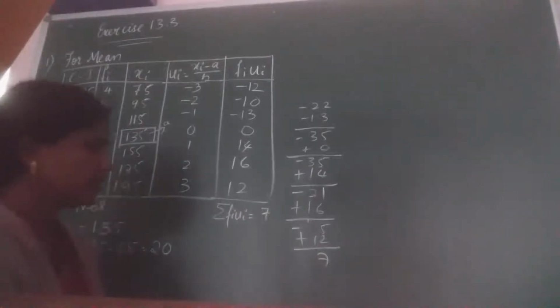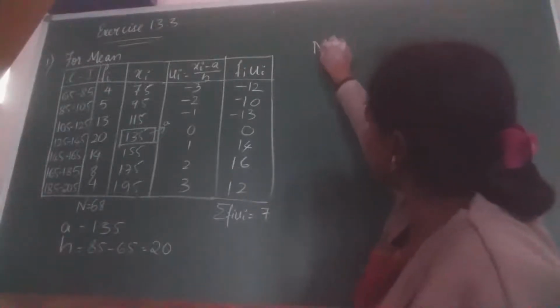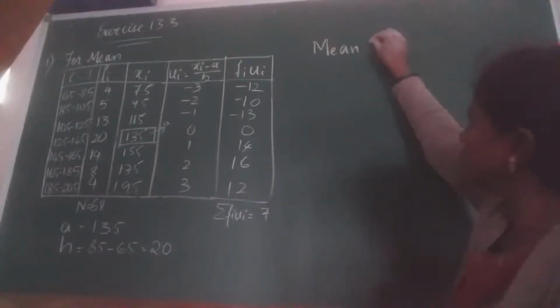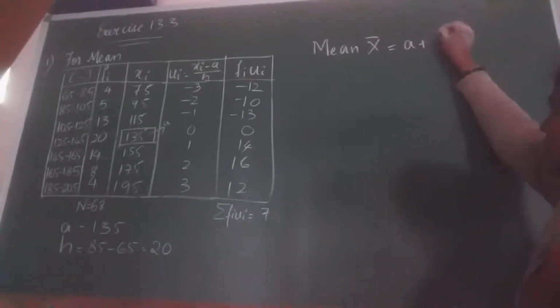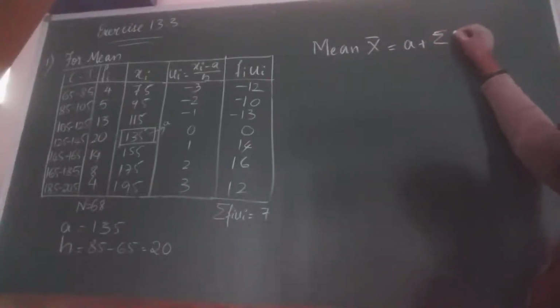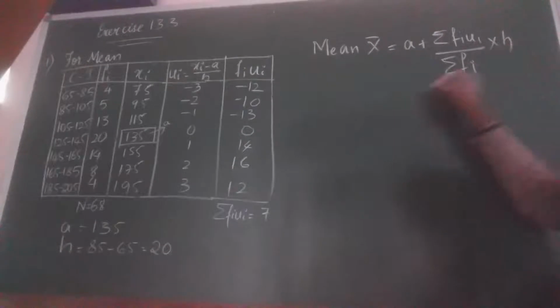So let us go for the mean formula. According to the step deviation method, mean, that is x bar, is equal to a plus summation of fi into ui, divided by summation of fi, into h. Here A, the assumed mean, is nothing but 30.